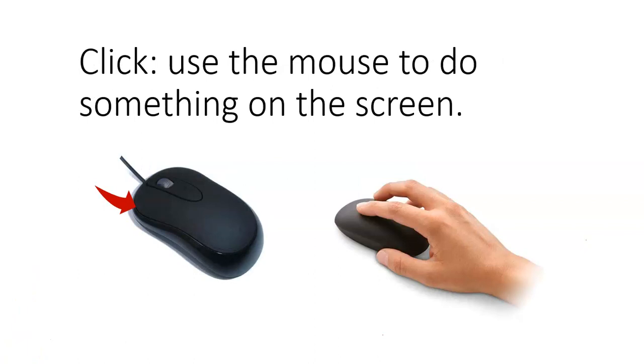Earlier I said we use the mouse to open and close the email. Now we're going to talk about the vocabulary word click. When we click on the mouse, it means we use the mouse to do something on the screen. When you click, you use the first finger of your right hand and you click on the left-hand side of the mouse where the red arrow is.